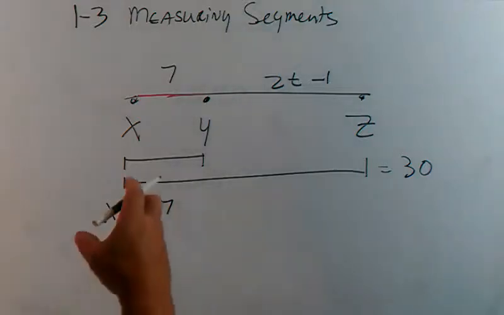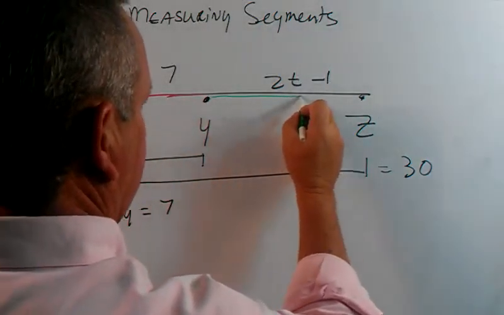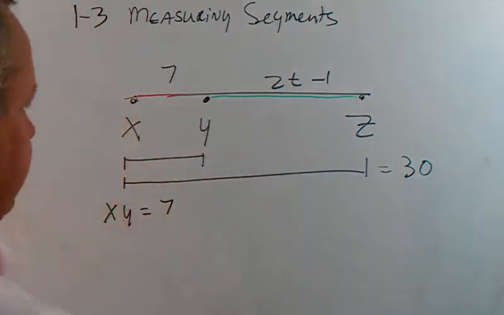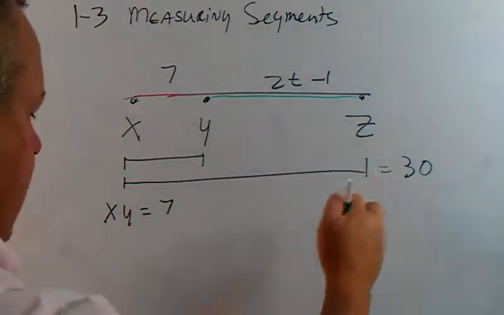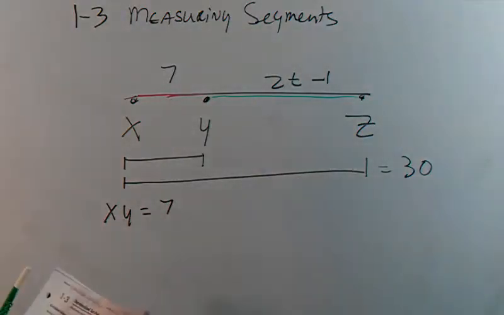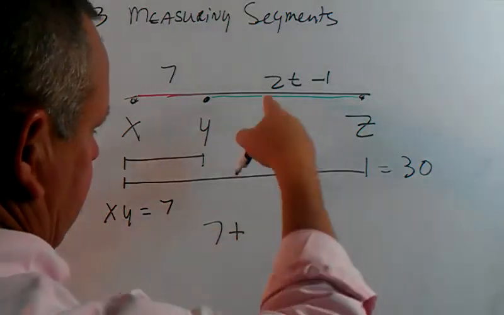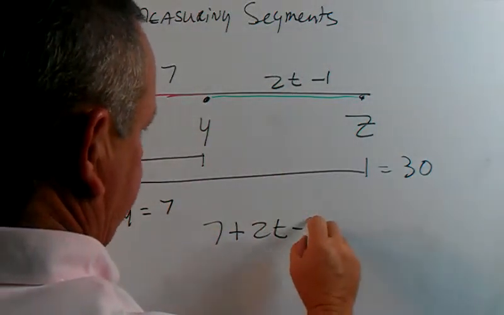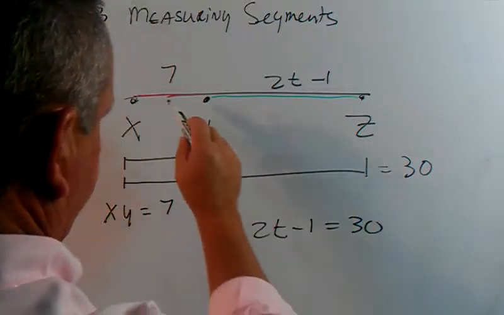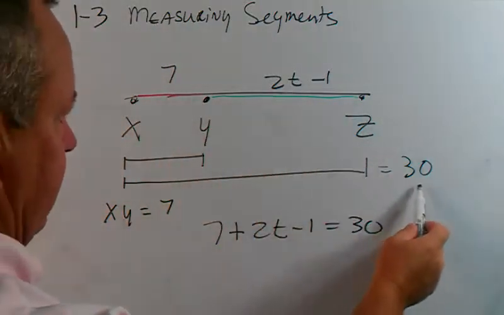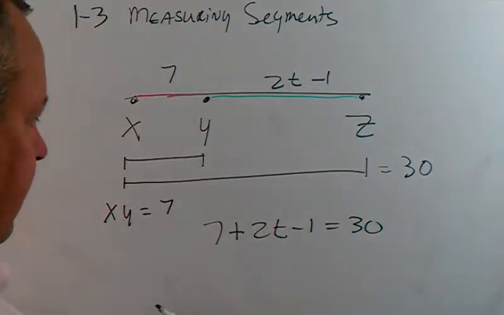Running out of time, I'm just taking the pins out. And this line segment, two different lengths, right? But we've got the total length. So what's the equation going to be? The equation is going to be 7 plus 2t minus 1 is equal to 30, right? Because this line plus this line is equal to this total length. Now how do we solve for t?